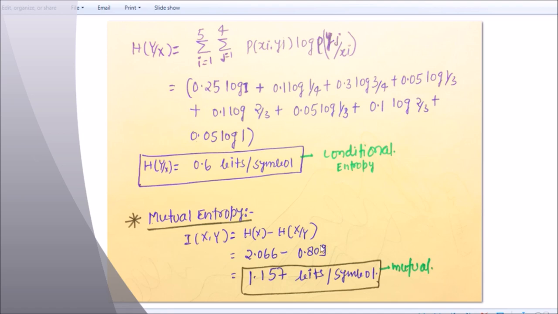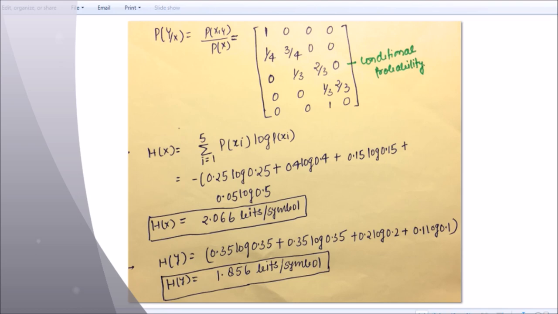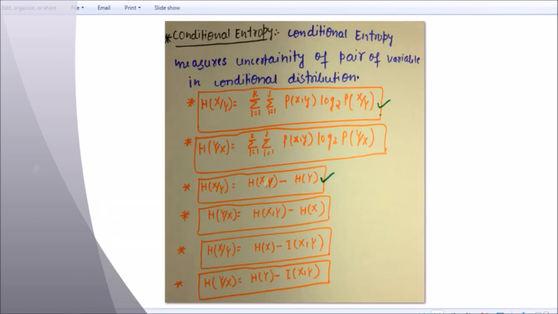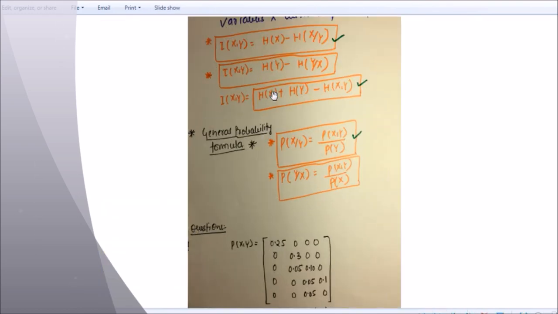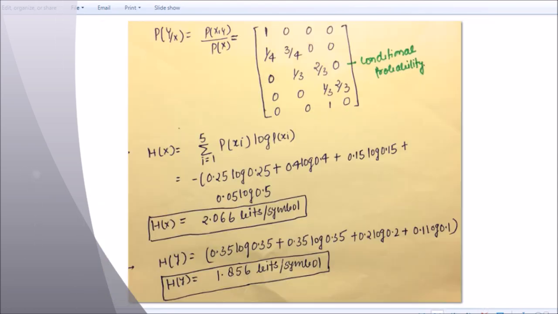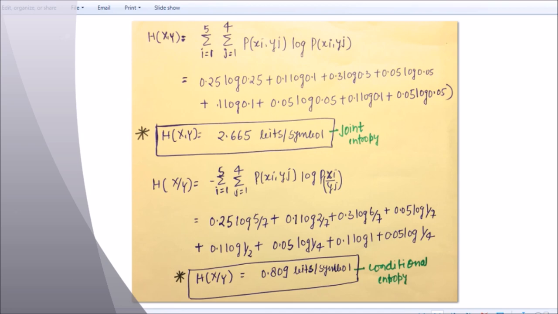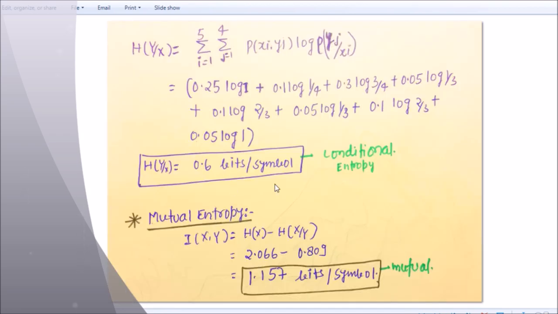This is mutual entropy. You can find mutual entropy with another formula also, which is Ixy is equal to Hx plus Hy minus Hxy. I told this formula earlier, Ixy is equal to Hx plus Hy minus Hxy. So you can verify, because in this question we already found Hx, Hy and Hxy. So you will get here 1.157 bits per symbol.